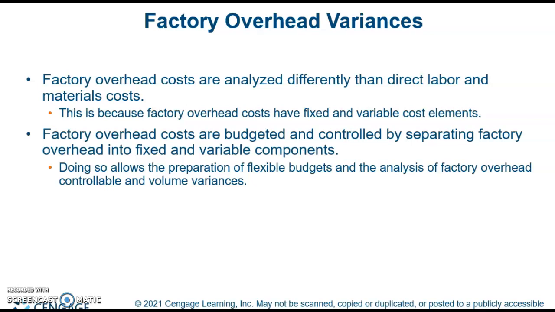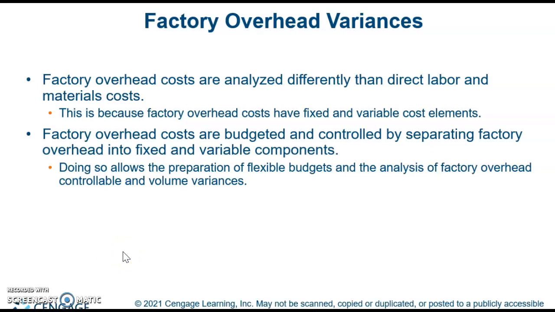So we finished direct materials and direct labor. Now we're going to do factory overhead variances. This one looks different because we are going to break down factory overhead into the fixed and variable components.